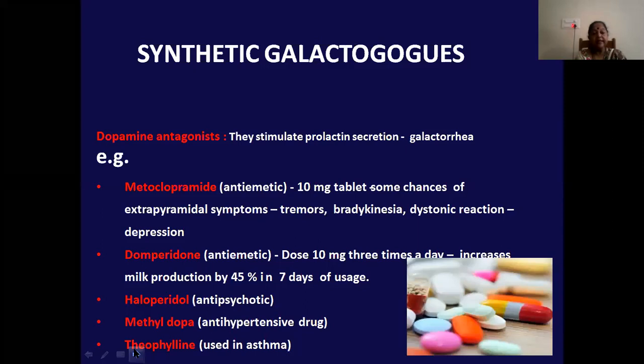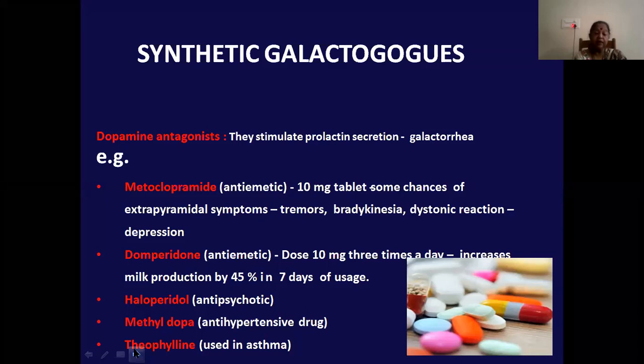These are the synthetic galactogogues one should know, like dopamine antagonists. They stimulate prolactin secretion and cause galactorrhea. Metoclopramide as a galactogogue, you can give as a 10 milligram tablet and just follow the patient. If you give more metoclopramide, there are extrapyramidal symptoms like tremors, bradykinesia, dystonic reaction, and depression.